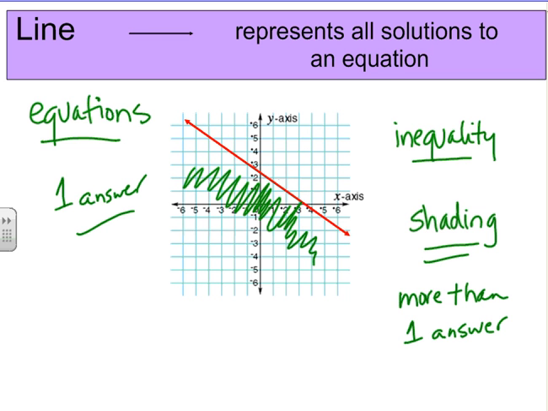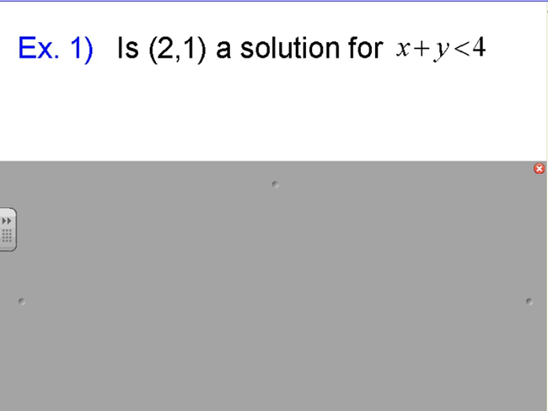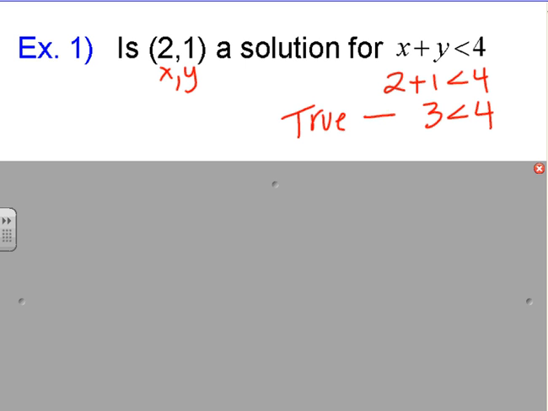First, let's take a look at just the basic idea of whether something is in the region that we are looking for. We'll look at an ordered pair and whether it is a solution for the inequality x plus y is less than 4. We know that x and y are represented by 2 and 1, so we substitute and reduce it down, and we end up with 3 is less than 4. We know that that is true. So since this ordered pair gives us a true statement for this linear inequality, yes, it is a solution.